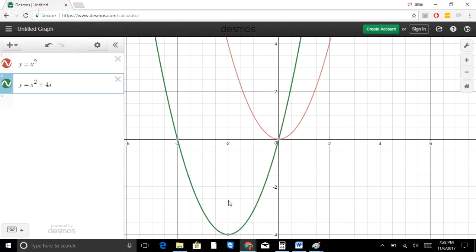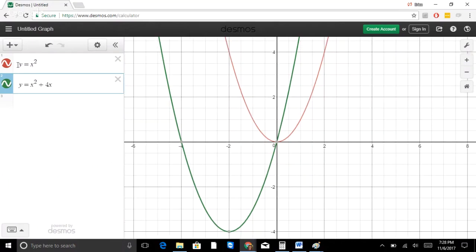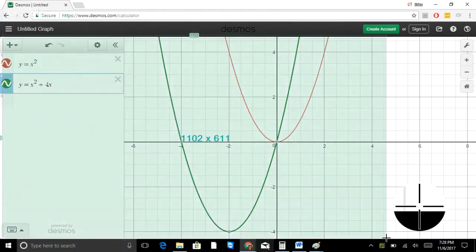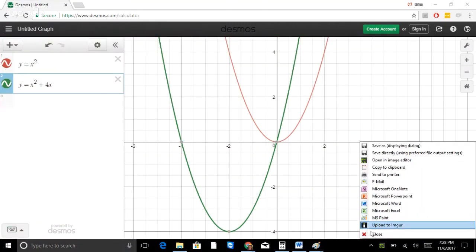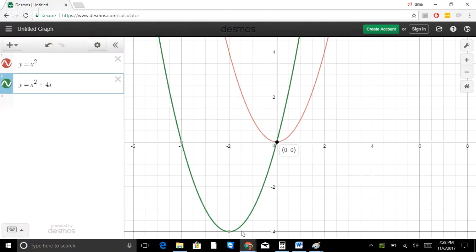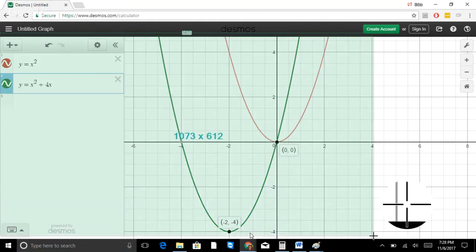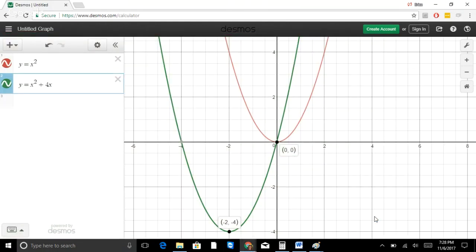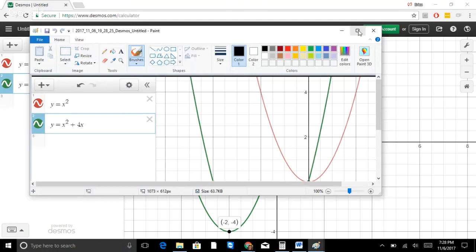That'll work. All right, so what I did is I have y equals x squared, and then I have y equals x squared plus 4x. So I am going to pull this off. Before I do that, I'm going to put up where my vertex lies. And we will talk about how you can calculate that. Okay, so pull that over, open it up in Paint. All right, here we go.